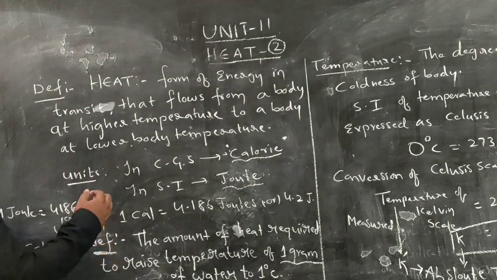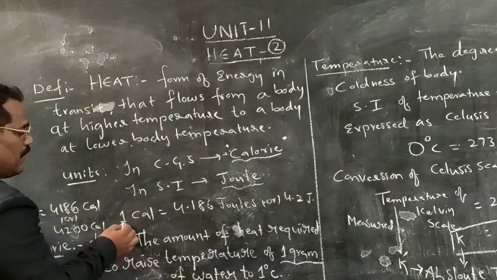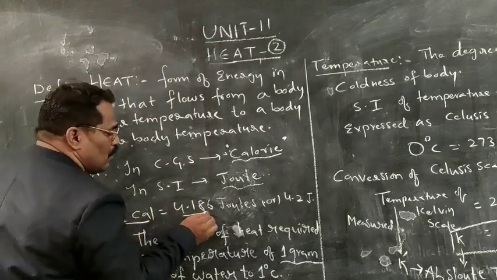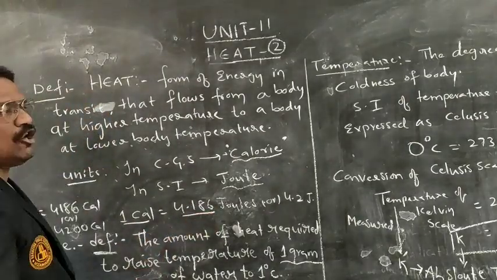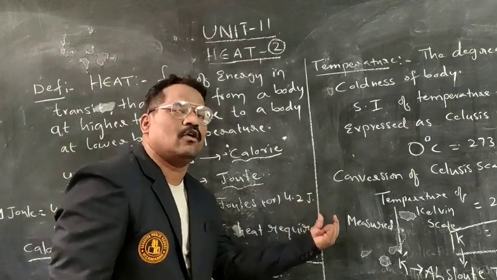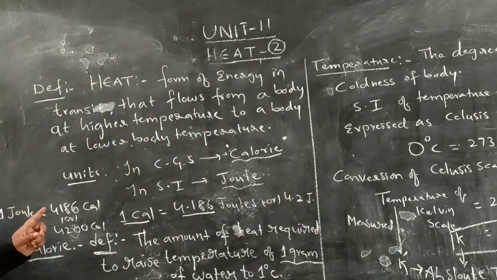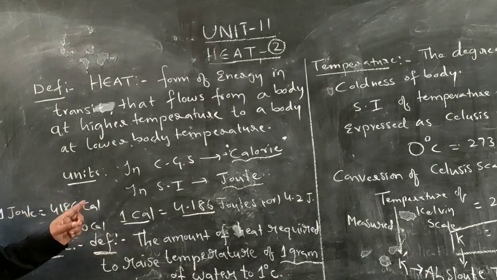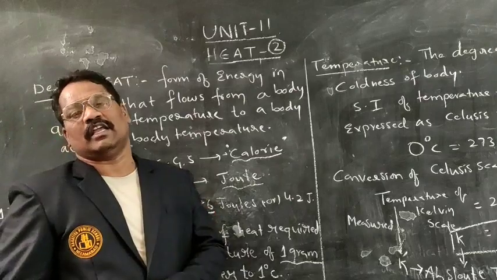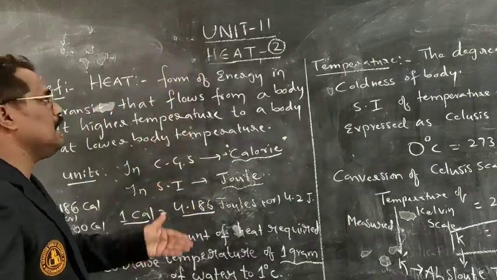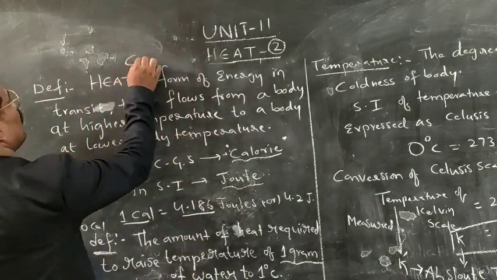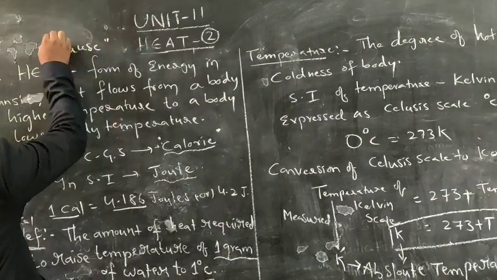A calorie. 1 calorie is equal to 4.186 joule, or 4.2 joule, we can give it. Or 1 joule will be equal to 0.24 calories, or 4.2 joule per calorie also we can give. That is regarding heat. This heat is nothing but the cause, we can say there itself.